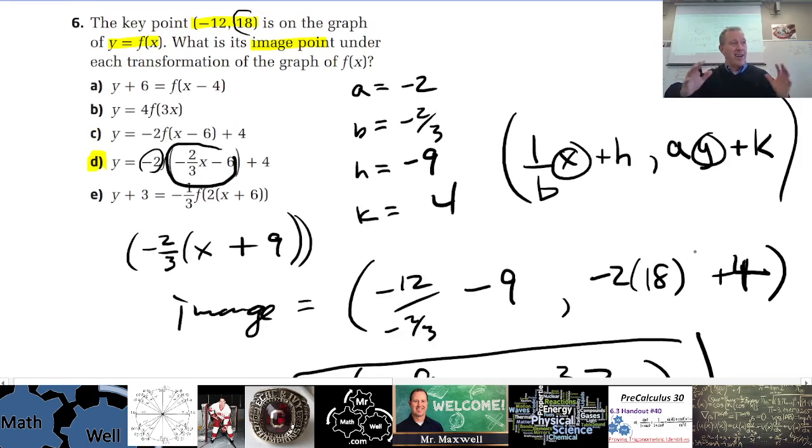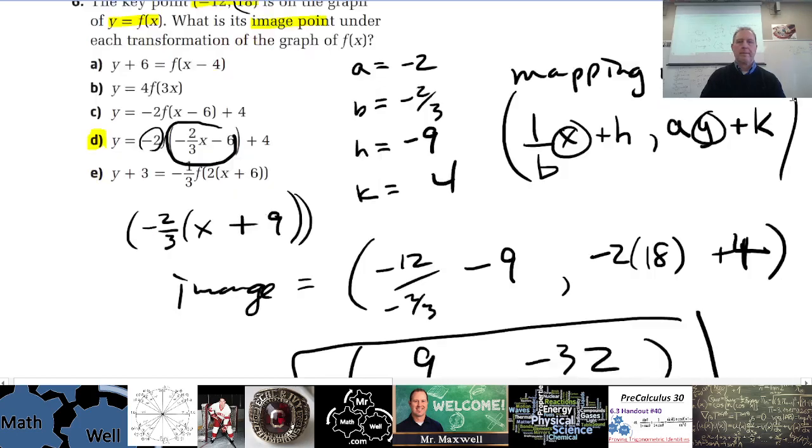You don't have a graph to graph. You can't graph this funky graph and then stretch it and then flip it and whatever. So you have to identify your parameters, and use mapping notation as your key. Okay? Any other questions about that one? All right.